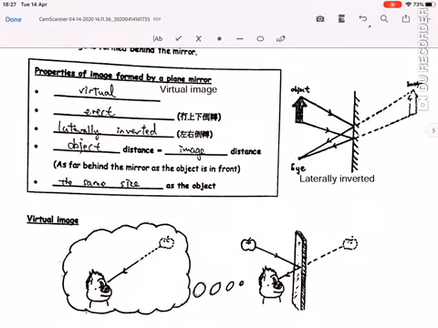And the object and the virtual image are of the same size. One of them will not be bigger or smaller. It will be exactly the same size. It's only that the left-hand side and the right-hand side are flipped. That's all.